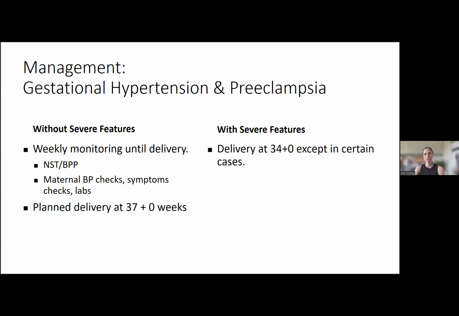With severe features, delivery is typically at 34 and 0, or at the time of diagnosis, which is much of the time if it's after that. Now, sometimes I have seen patients be delivered sooner than that. That's going to be in consultation with specialty care, and that's patients who have very severe features that we're not able to control even in the hospital.